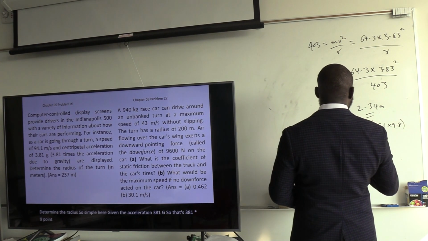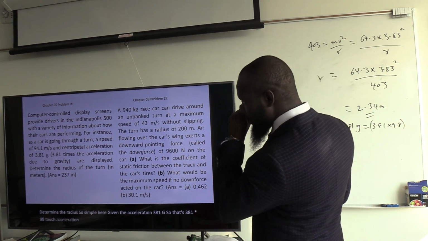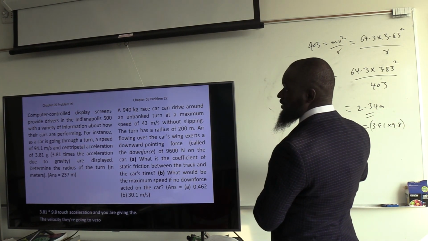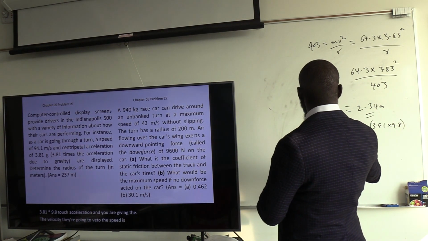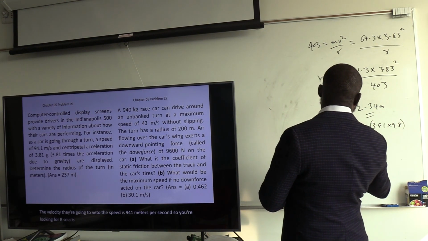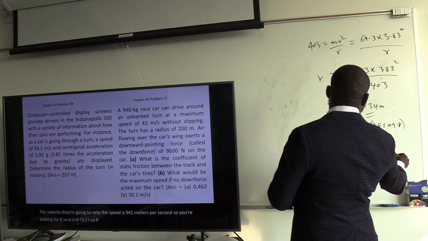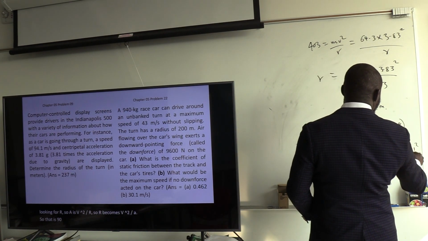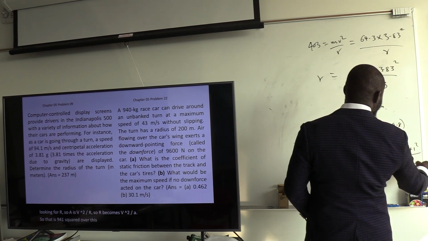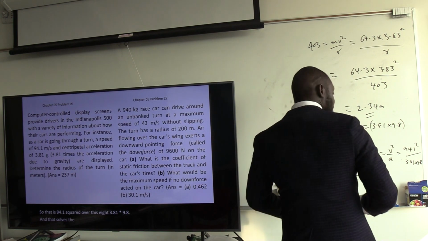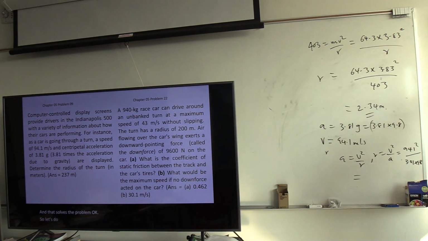That's your acceleration. And you are given the velocity they are going, the v, or the speed, is 94.1 meters per second. So you're looking for r. So a is v squared over r. So r becomes v squared over a. So that is 94.1 squared over this a, 3.81 times 9.8. And that solves the problem, okay? So let's do that real quick with our calculator.